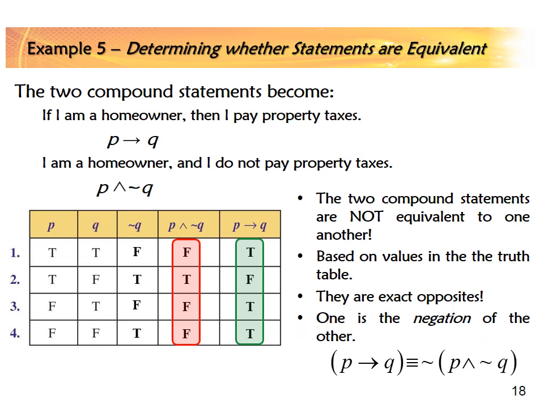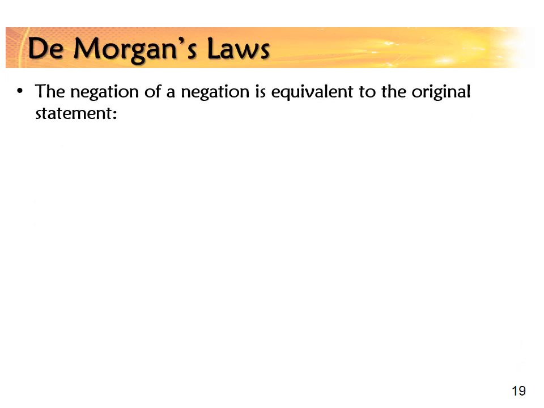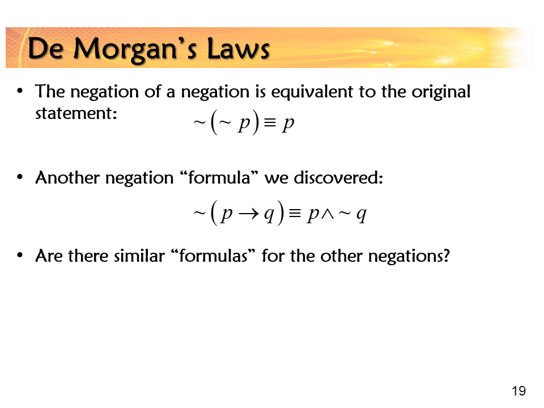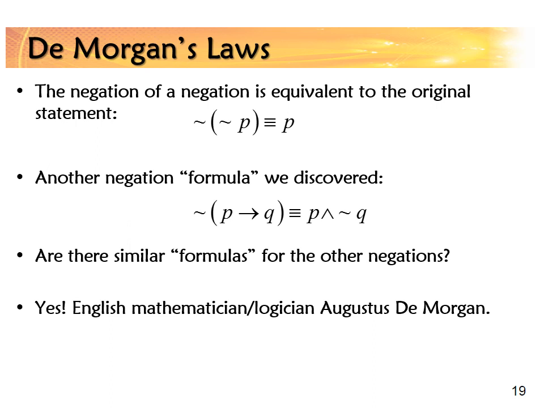Now in mathematics and so forth, when we have equivalent statements, that's very useful because we can rewrite things in different forms. So the negation of a negation is equal to the original statement. So not not P is equal to P, or equivalent to P. We discovered this negation formula in our last problem together there. So are there other formulas that we can learn? Well, thankfully there are. The English mathematician and logician Augustus De Morgan came up with a whole bunch of these, and these are the first two of the De Morgan's laws. And we'll pick up some more of these as we go along.